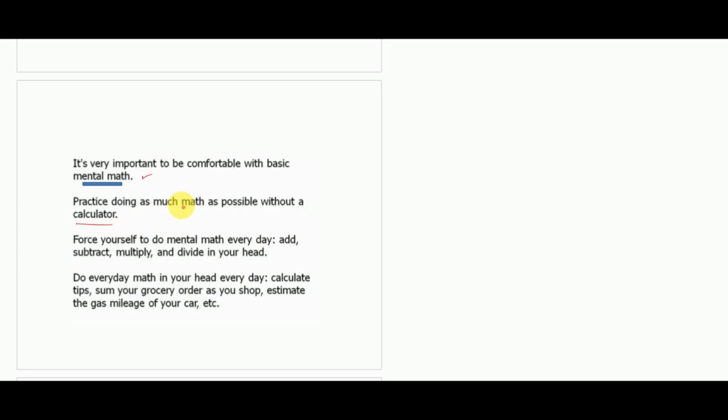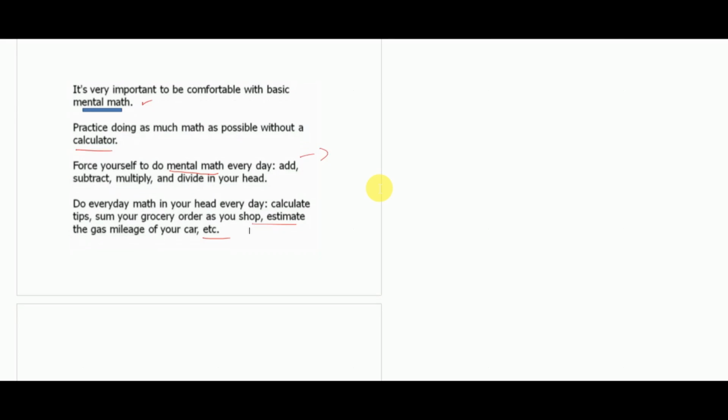Practice doing as much mental math as possible without a calculator. In your daily life, when you're adding, subtracting or even multiplying certain things, always try to estimate the numbers. Force yourself to do mental math every day. Add, subtract, multiply and divide in your head. Mental math is not something that only happens when you're practicing for the GRE. You have to apply it in your daily life. Calculate tips, sum your grocery orders as you shop, estimate the gas mileage of your car, etc. All of these are basically estimates, and you should be comfortable with your mental math.